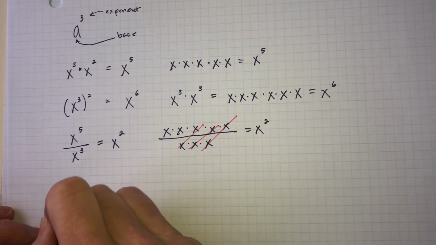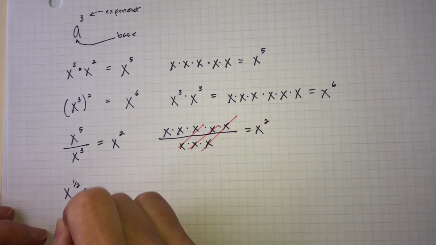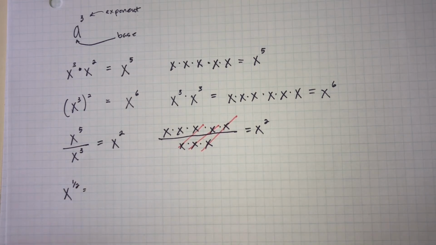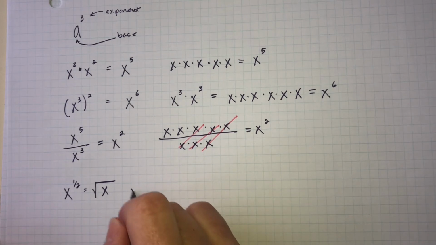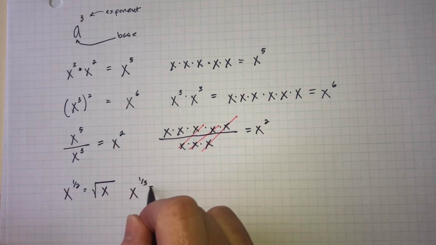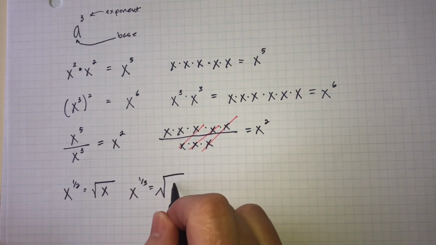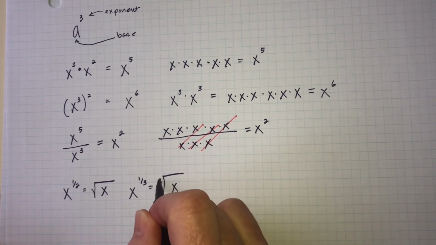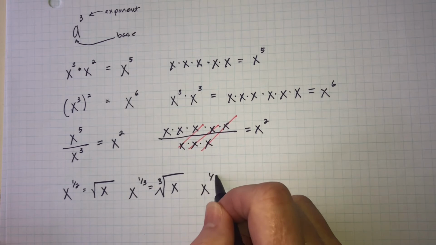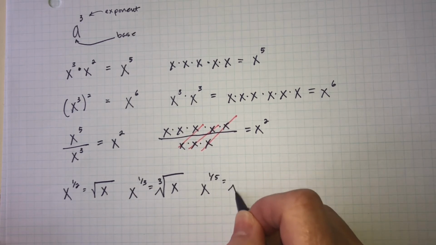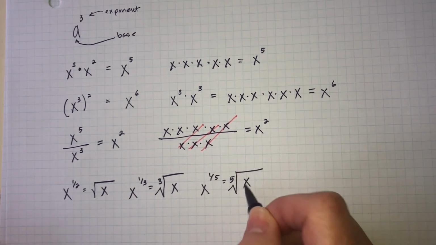What happens when you have an exponent that is a fraction, like x to the 1/2? Well, that means the square root of x. If we have x to the 1/3, that means we're taking the cube root of x, and we need to write a 3 out there. If we have x to the 1/5 power, that means we're taking the 5th root of x.